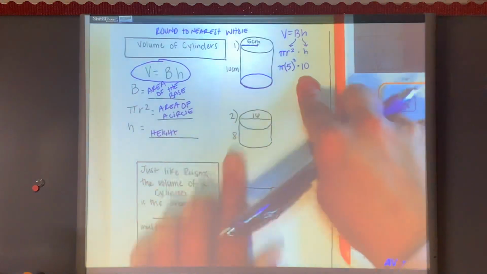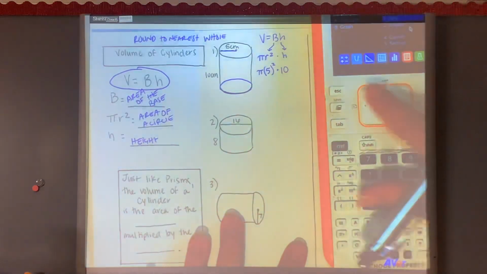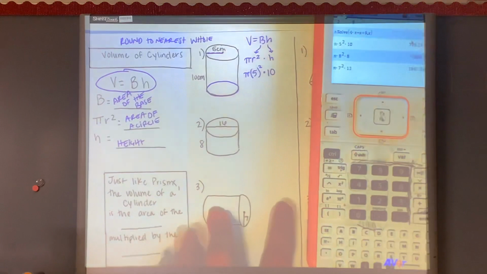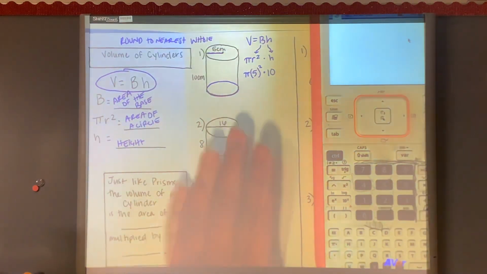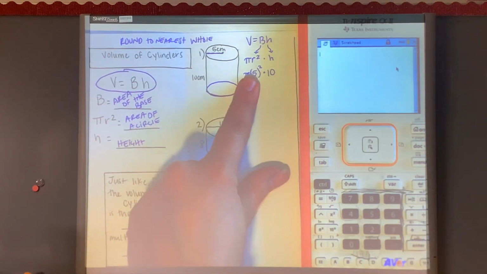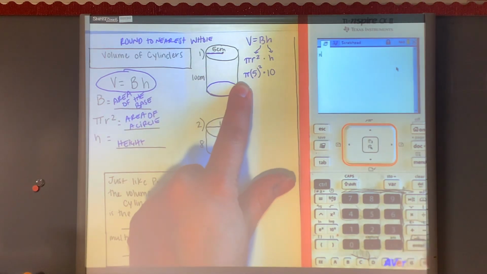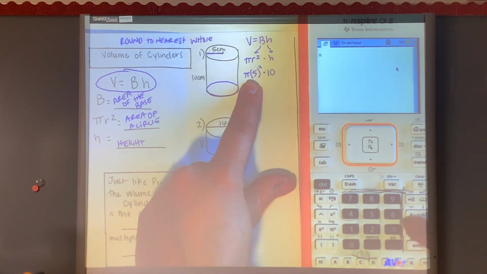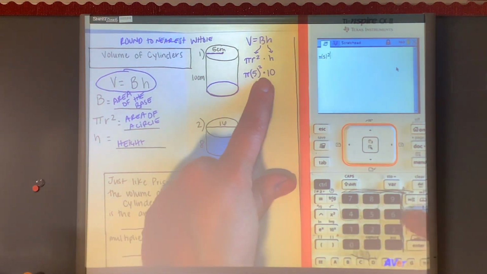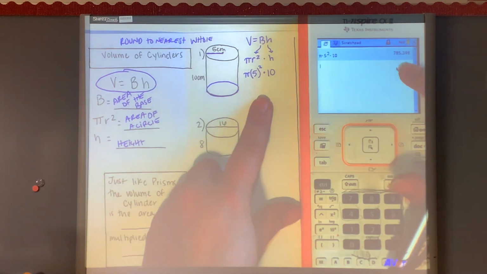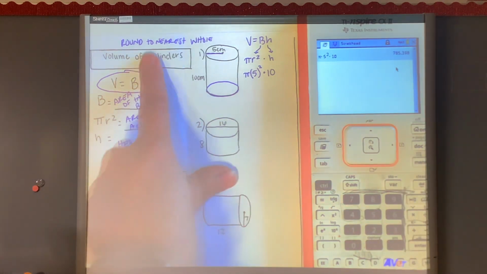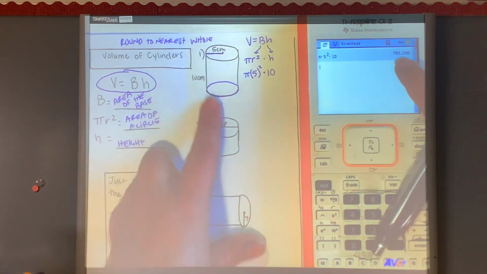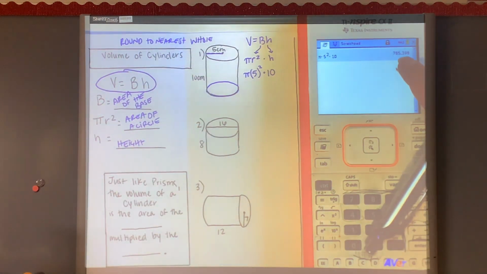Now that I have this written down next to me, I am going to type it into my calculator here. I'm going to type pi times 5, and I could either use the multiplication symbol or I can use the parentheses. So I'm just going to use the parentheses just to show how we could use them. Squared times 10. I get 785.398. Now, since I wanted to round to the nearest whole number, that would be in the ones place. So I would look to the decimal. The very first decimal is a 3.